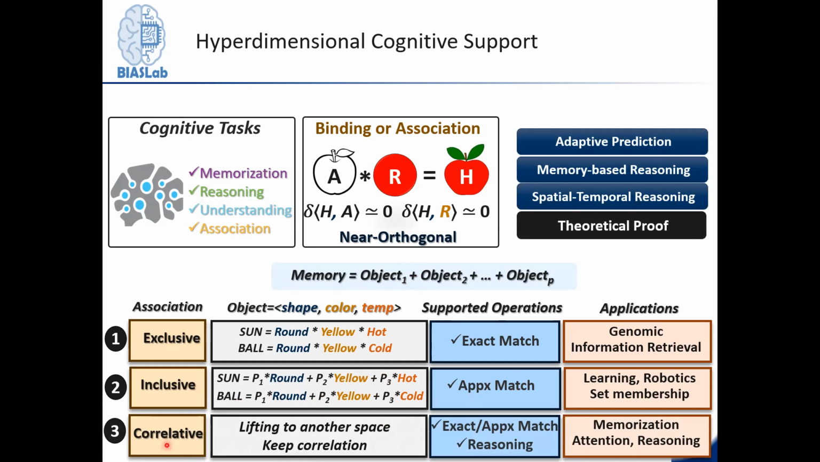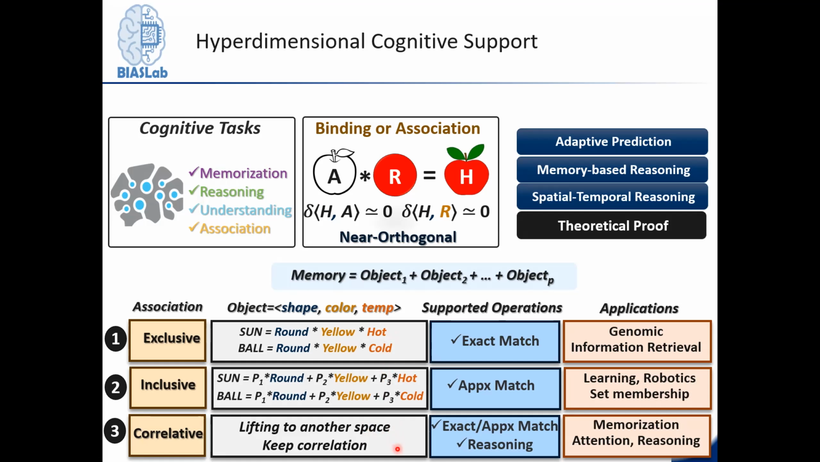But what we are developing here at UC Irvine is a correlative association, which enables us to perform as simple an operation as a binding operation at the top, like the exclusive encoder. But at the same time, we can do approximate or exact match. So we are mapping vectors to another space that can keep the correlation of the vectors in high dimensional space. I'm not going into details of that. I just wanted to give you a high level view about this. This is our ongoing work.